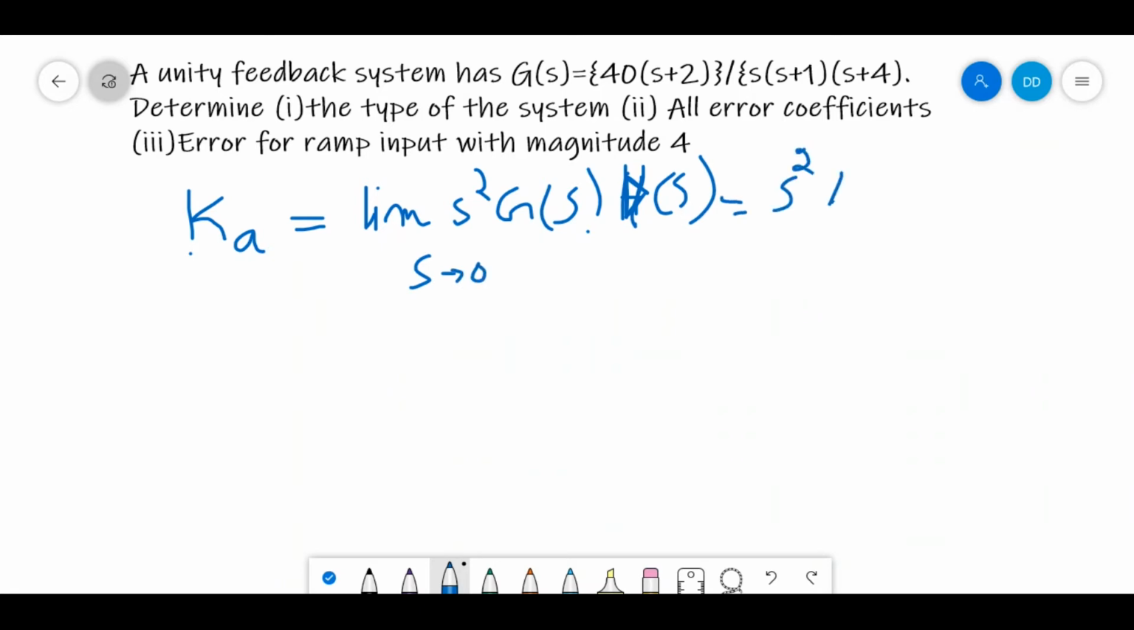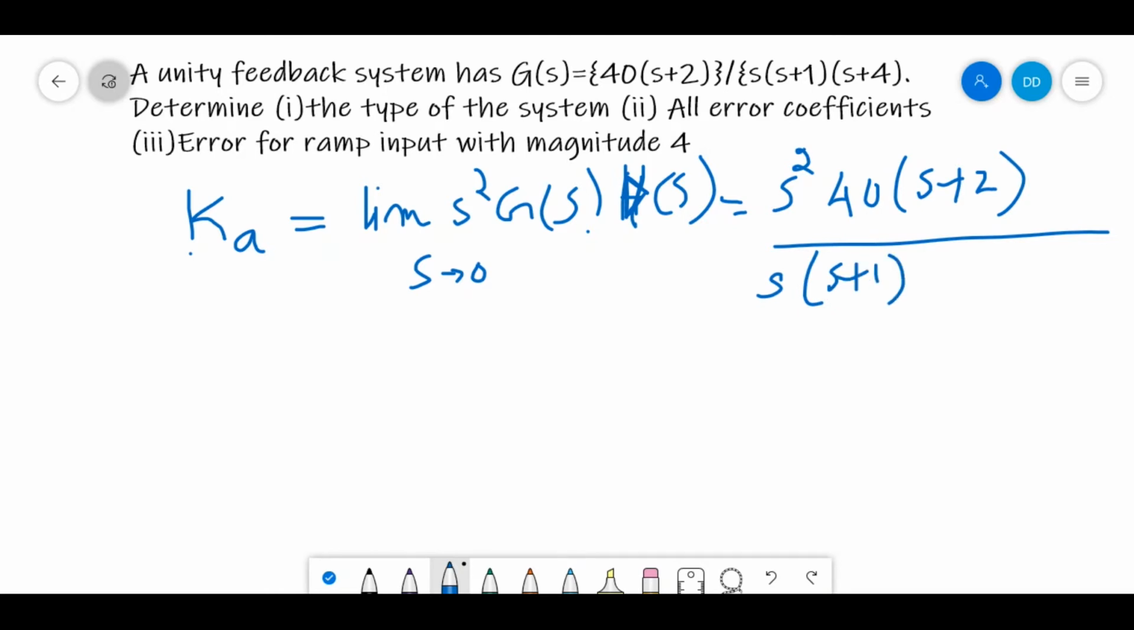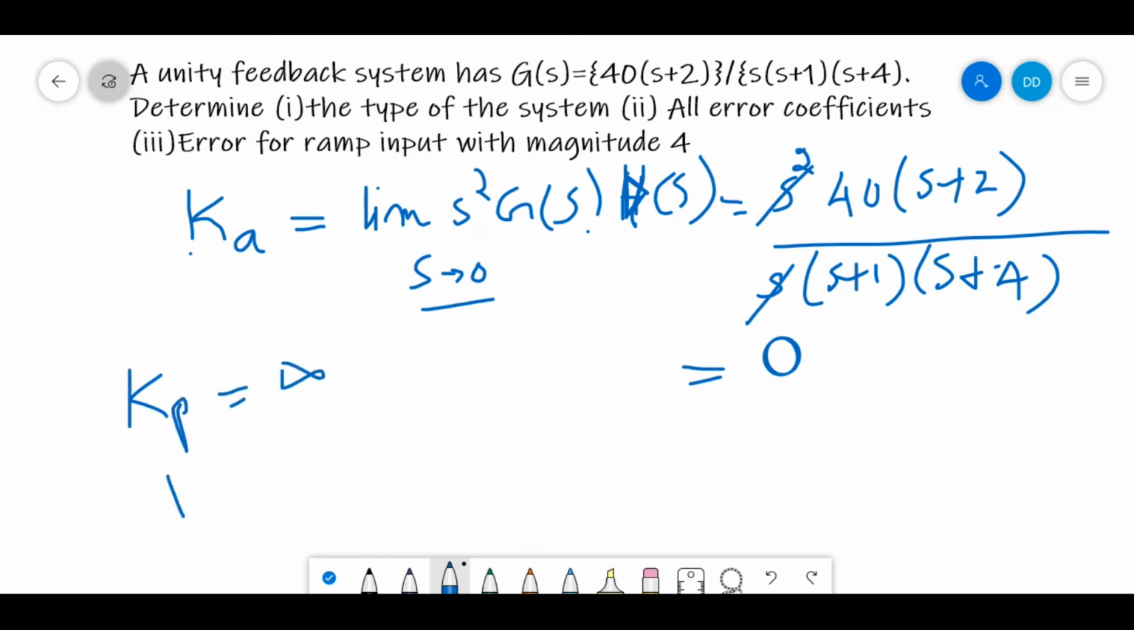So we will have s square into 40 into (s plus 2) divided by s into (s plus 1) into (s plus 4). So this s and s get cancelled. If we substitute limit s tends to 0, we get this Ka as 0. So we had Kp as infinity, Kv as 20 and Ka as 0. These are the error coefficients.